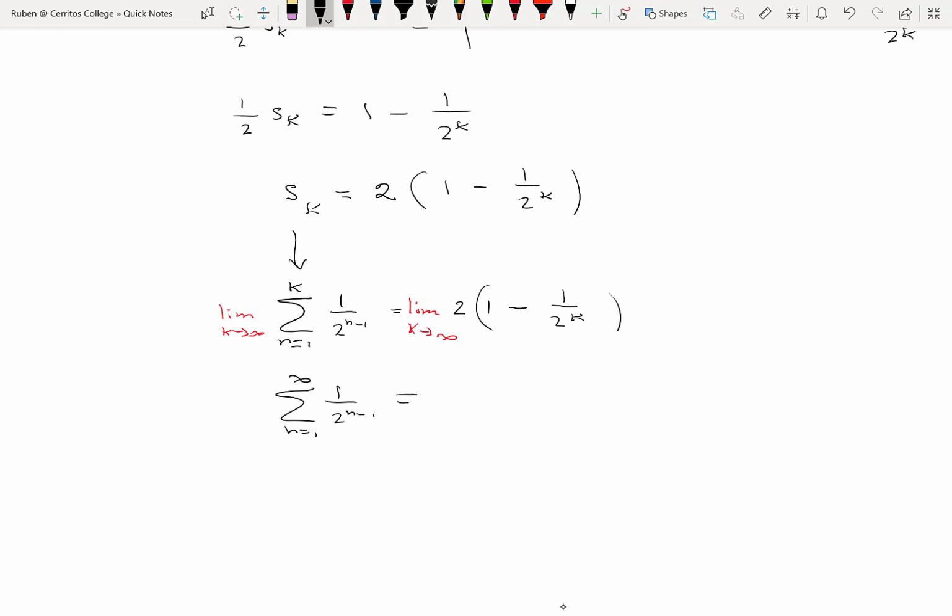Right-hand side, as k goes to infinity, the only thing that we really need to concentrate on is the 1 over 2 to the k. As k gets big, 2 to the k gets huge. This term goes to 0. The sum of this series is, in fact, 2.